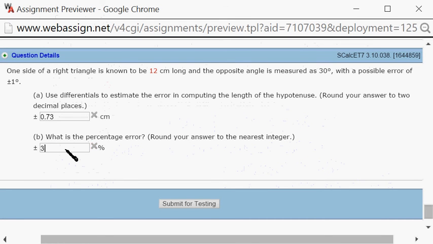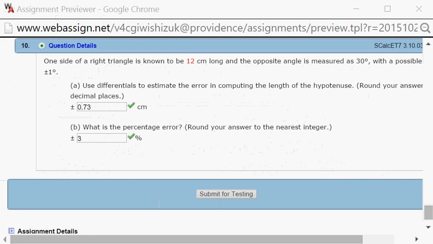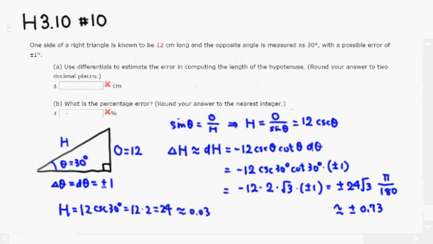Let's check the answer. It came back, and it looks like we got these correct. The only thing you have to be careful about is that when you do d theta, theta has to be in radians. So this is plus or minus pi over 180 radians. Then you can compute that. That's it. I hope that this was clear.